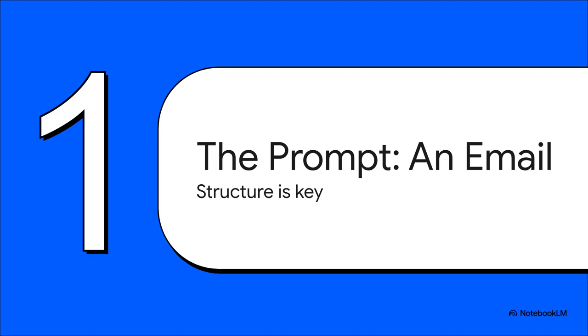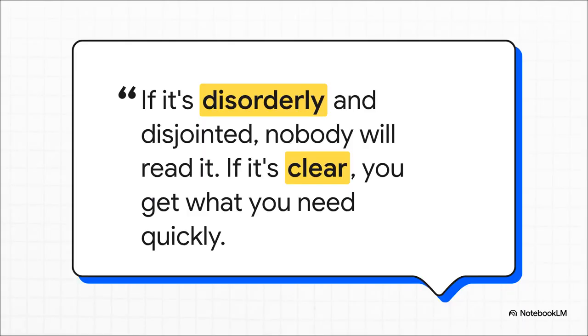So first up, the prompt as an email. Why does this analogy work so well? Well, because structure isn't just for us humans. When you give an AI a well-organized prompt, you're removing all the guesswork. You're making it so much easier for the AI to understand exactly what you want. It really just boils down to this simple truth, right? Clarity gets results. A clear, organized request is just processed way more effectively by the model. It's as simple as that.